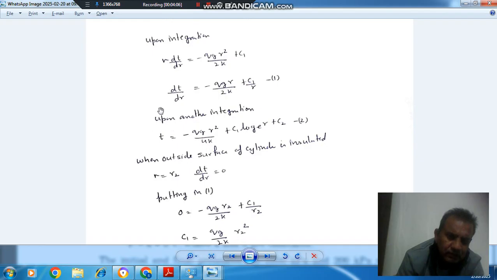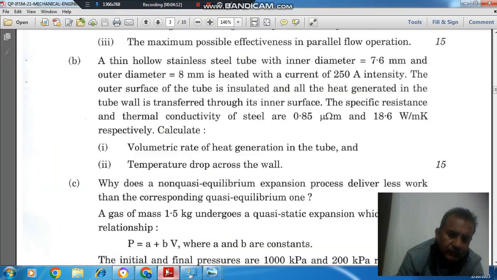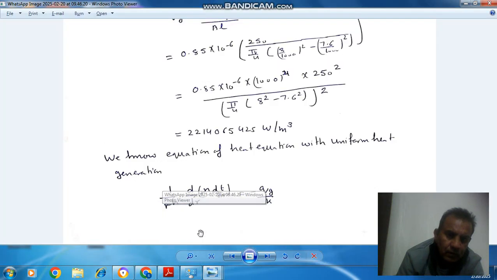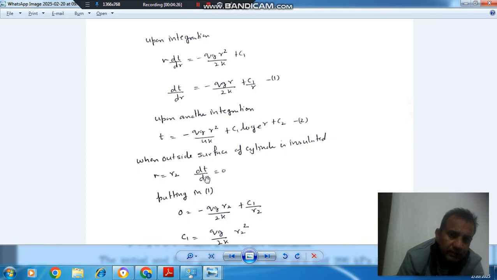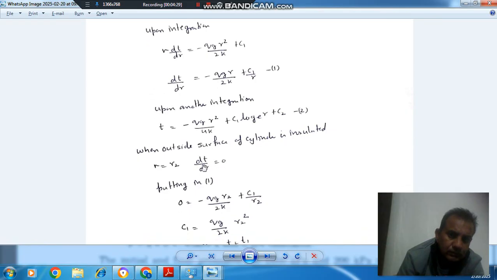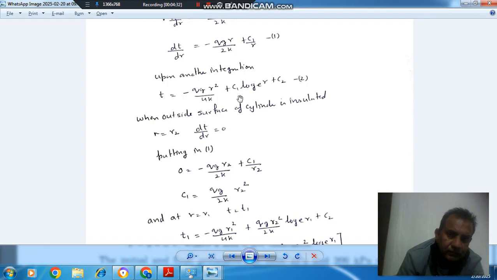Okay. Now the boundary conditions are that the outside surface is insulated. The tube is insulated, the outer surface is insulated. It means at r equal to R2, dT by dr is 0. From this we can get the constant C1, and that constant comes out as qg by 2k R2 square.